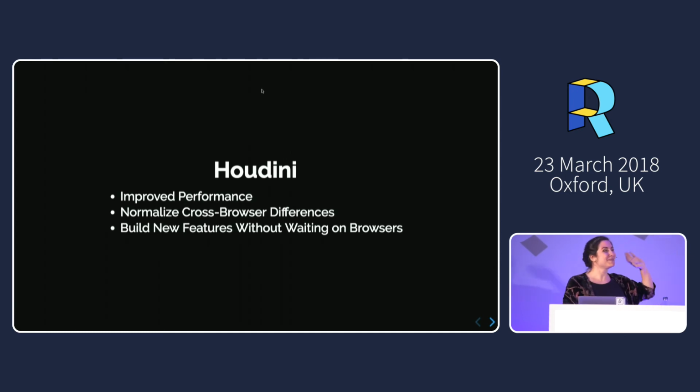So that means you have improved performance because you don't have to go through that entire layout engine again. You're just putting in your invention into the CSS itself. You can normalize cross-browser differences. So if the browsers all support Houdini, then we don't have to worry about if one browser is ahead of another if we want to implement a property. Because we can just build new features, we can invent these new features without having to wait on browsers because we are writing the CSS ourselves, the CSS object model.